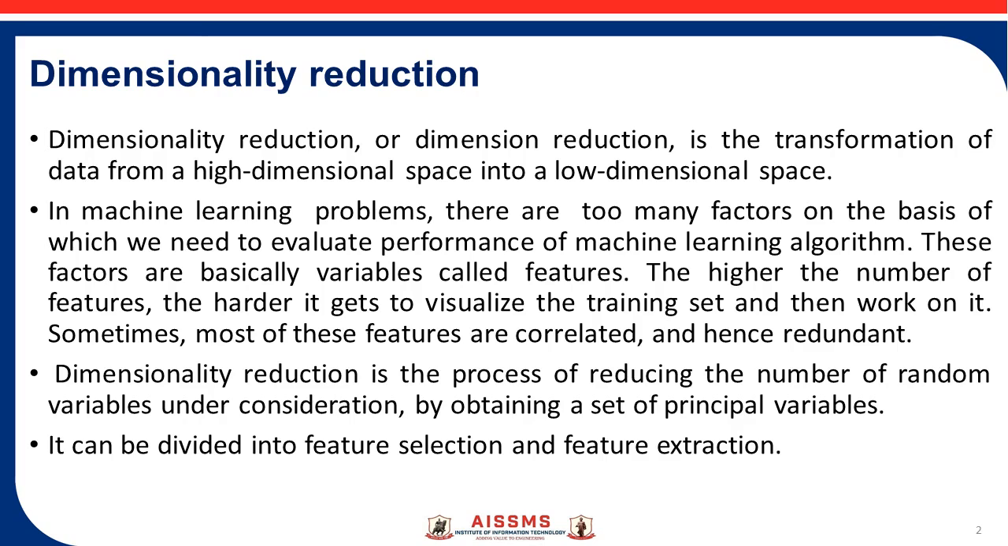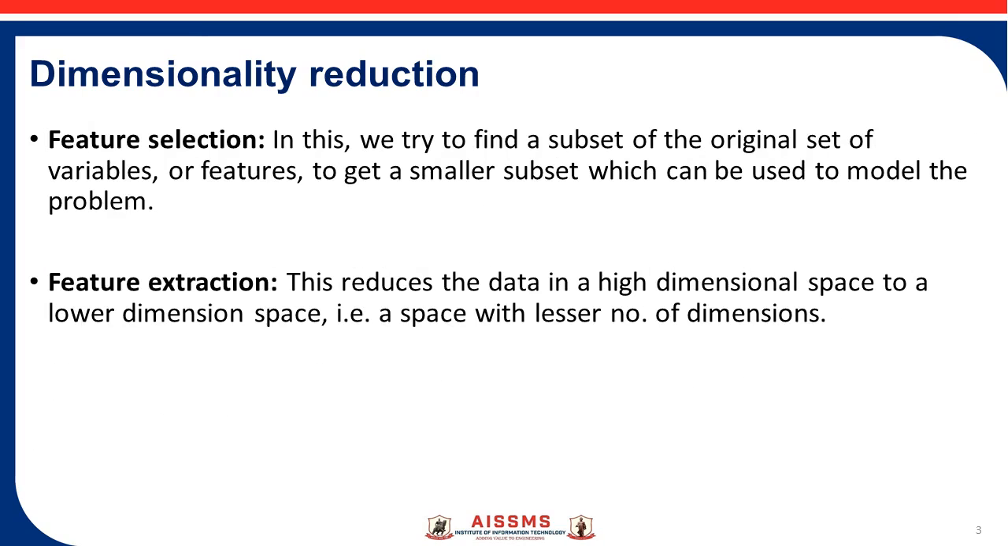Sometimes most of these features are correlated and hence redundant, so we need to minimize the number of features so that we can easily evaluate the performance of the machine learning model. Dimensionality reduction is the process of reducing the number of random variables under consideration by obtaining a set of principal variables. These dimensionality reduction techniques are divided into two types, that is feature selection and feature extraction. We will see what we mean by feature selection and feature extraction respectively.